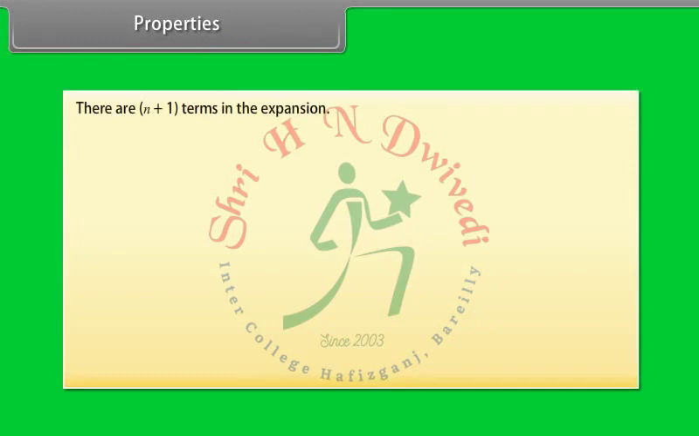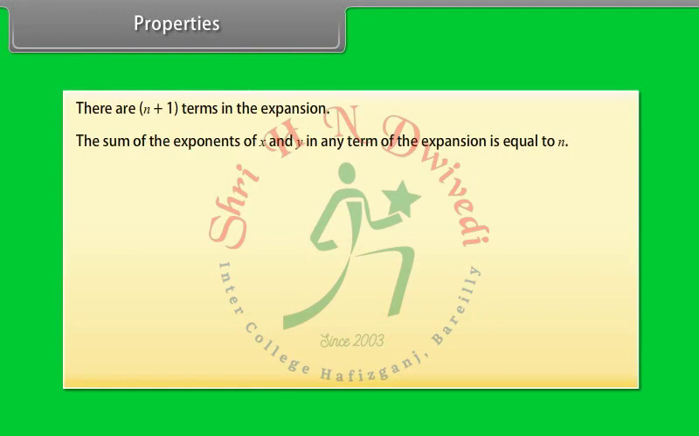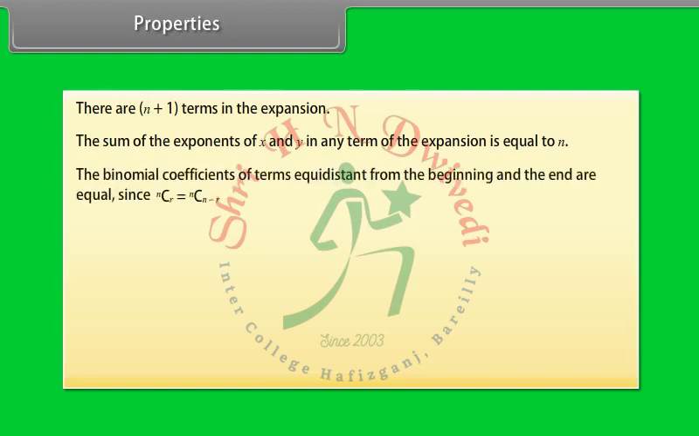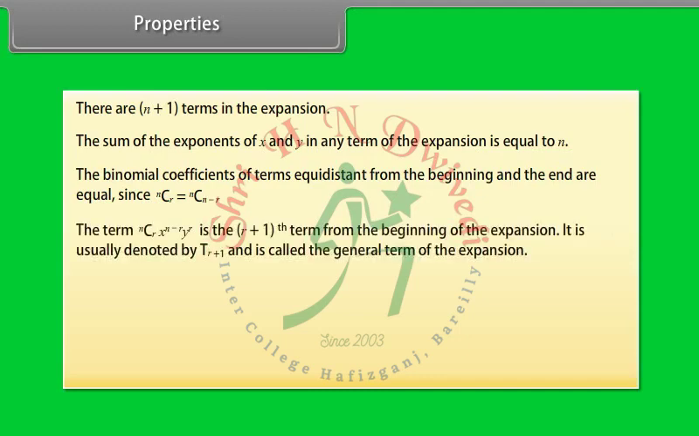Properties. There are n + 1 terms in the expansion. The sum of the exponents of x and y in any term of the expansion is equal to n. The binomial coefficients of terms equidistant from the beginning and the end are equal, since nCr = nC(n−r). The term nCr xⁿ⁻ʳ yʳ is the (r + 1)th term from the beginning of the expansion. It is usually denoted by t(r+1) and is called the general term of the expansion.